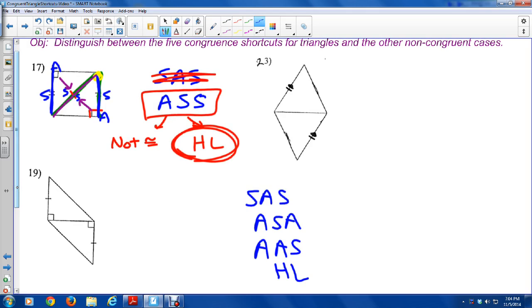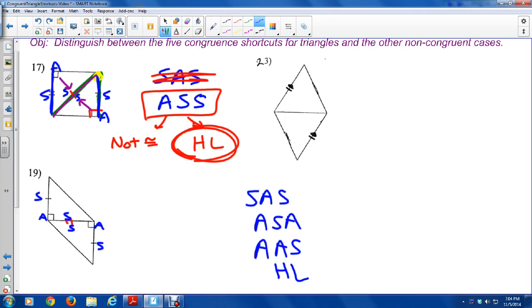Same thing as 17. I'm going to mark what I know. I've got a pair of angles congruent, my 90-degree angles. I've got a pair of sides congruent. And then I've got this shared side, and they're kind of flipped from each other, but that counts as my second pair of sides congruent.